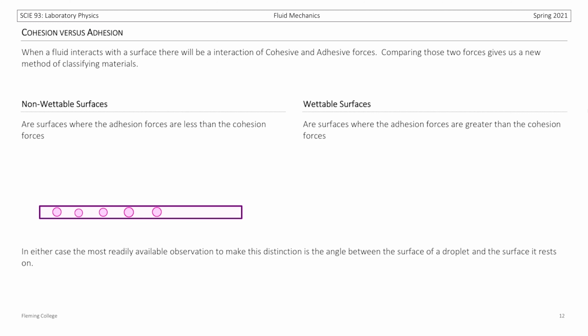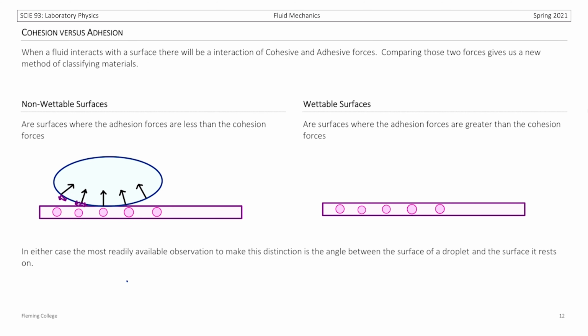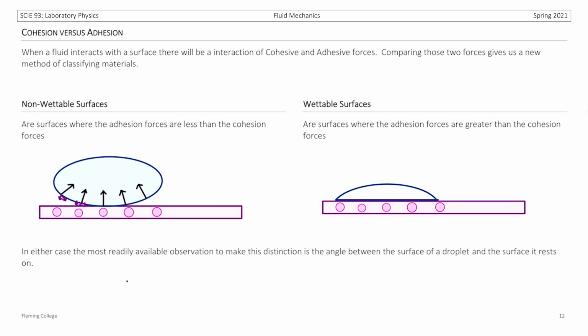So if we consider a drop on a non-wettable surface, we see a rather large cohesion force internal to the drop compared to relatively small adhesion forces between the droplet and the surface. Comparing that to a wettable surface, where the adhesion forces are greater than the cohesion forces, we see that relative to the adhesion forces, our black internal cohesive forces are relatively small. So the adhesive forces dominate the droplet and they actually pull it down closer to the surface.